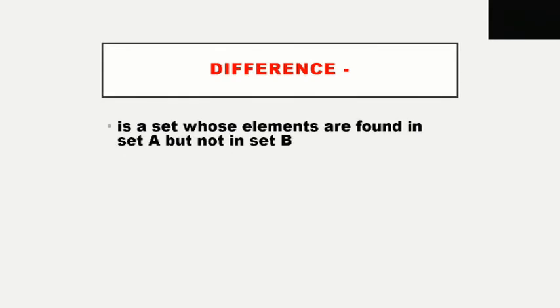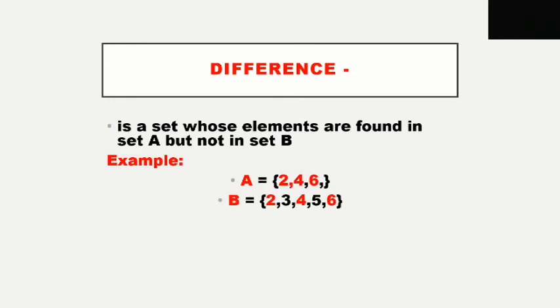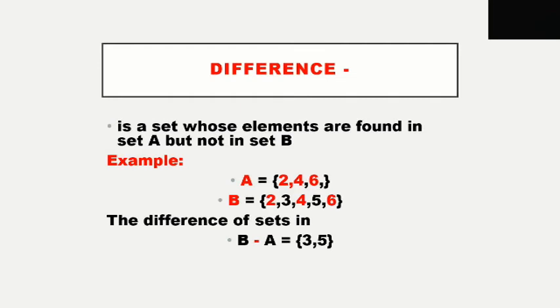Difference is a set whose elements are found in set A but not in set B. Example, if we have set A containing 2, 4, 6 and set B containing 2, 3, 4, 5, 6, the difference B minus A is equal to the remaining elements in B, removing all elements in A. So we have 3 and 5 only, removing 2, 4, and 6, which are the elements of A.